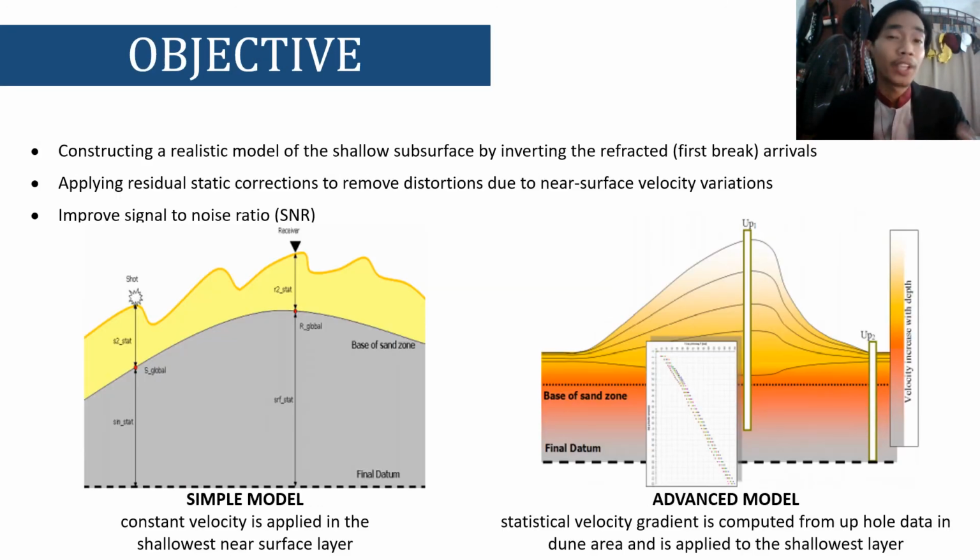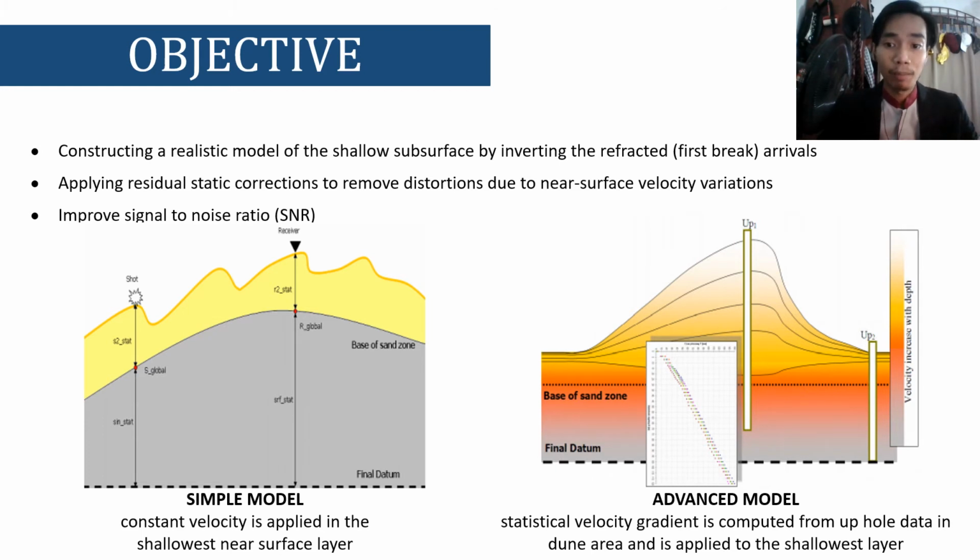So the main objective of applying the residual static correction, the first one, is to construct a realistic model of the shallow subsurface by inverting the refracted first break arrival, which will be used as a reference or datum to bring other seismic signals, applying the time shift correction to bring the receiver or shot points to this datum, and to apply the residual static correction to remove the distortion due to near surface velocity variations, as well as to improve the signal to noise ratio, SNR.